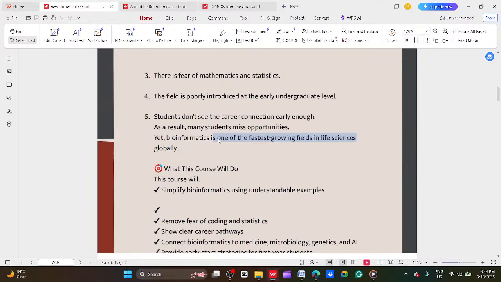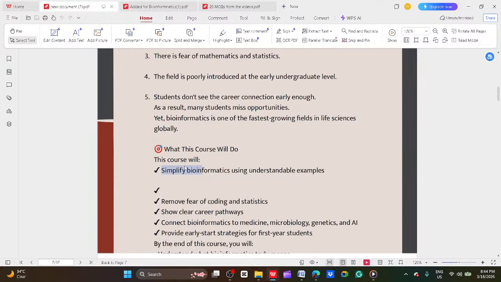So what this course will do, I prepared this course content in order to simplify bioinformatics to our understandable level. There are so many examples that I used in preparing my lecture notes that are going to come to your own level. It is for beginners. It is just for people that want to learn. It is for the people that are still very curious about learning.